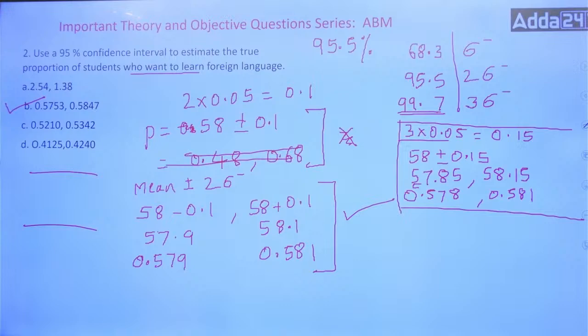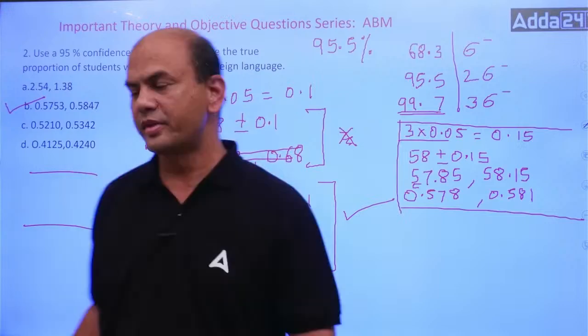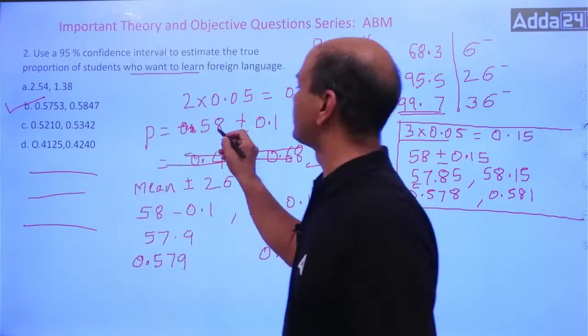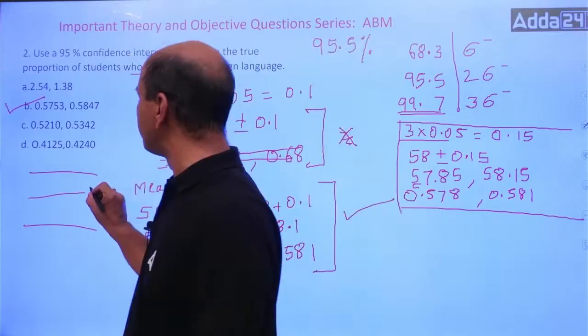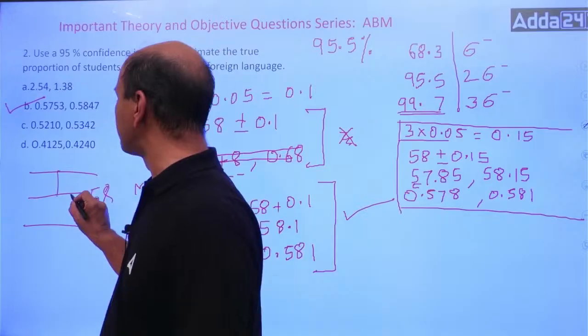This is a zone. In this zone, this is your answer. The answer is not 58. This is your mean, 58. And for the upper limit, how many standard errors do you require? 2. So 2 standard errors over here and 2 standard errors over here.